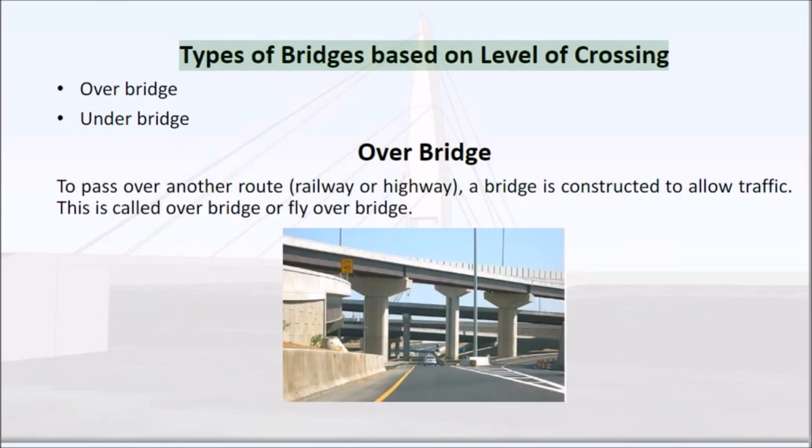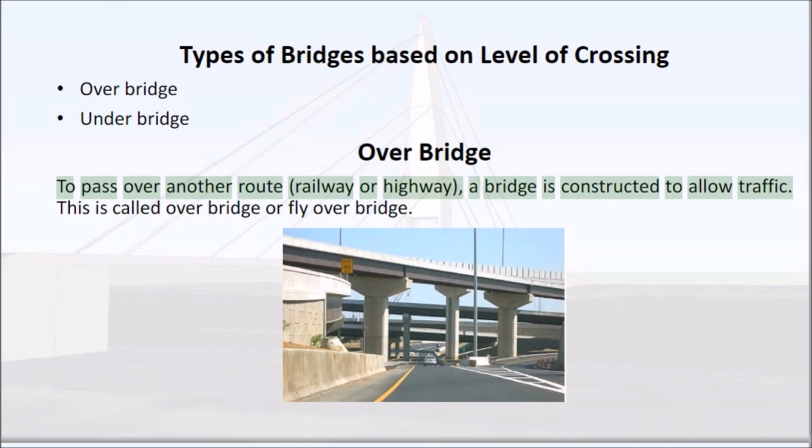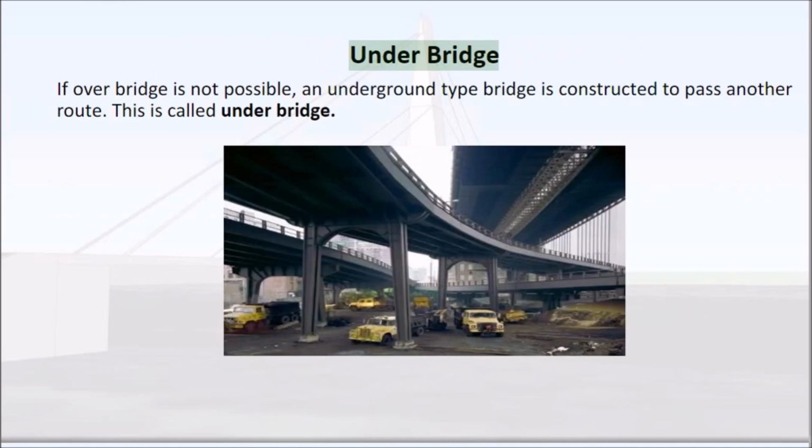Types of bridges based on level of crossing: over bridge, under bridge. Over bridge. To pass over another route, railway or highway, a bridge is constructed to allow traffic. This is called an overbridge or flyover bridge. Under bridge. If an overbridge is not possible, an underground type bridge is constructed to pass another route. This is called an underbridge.